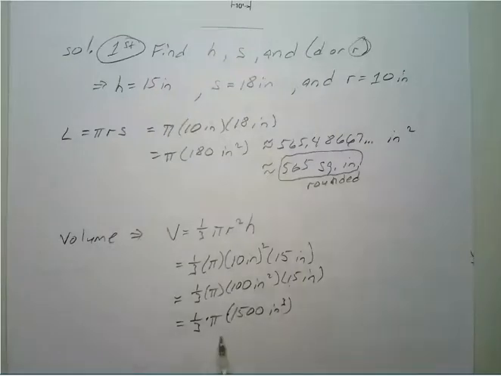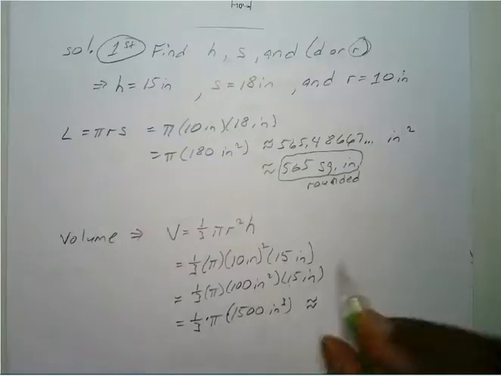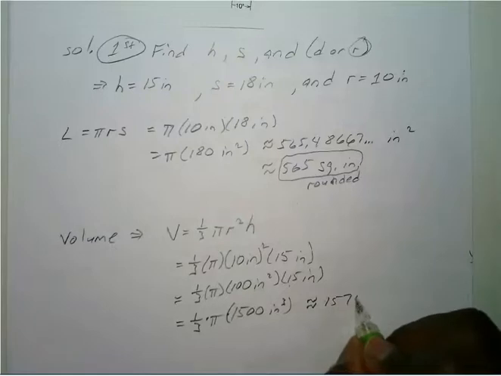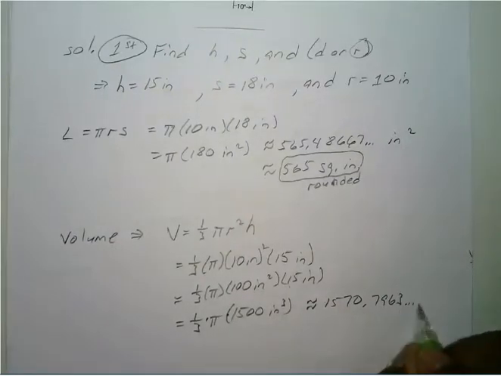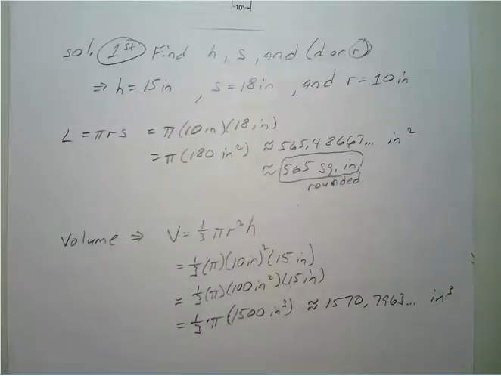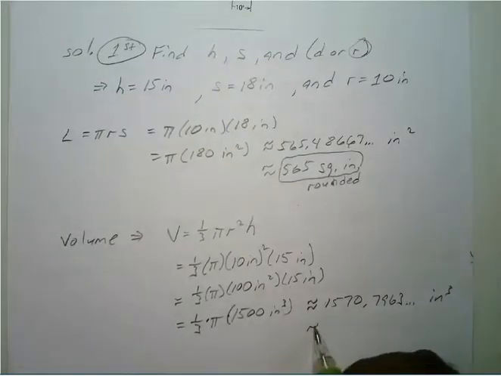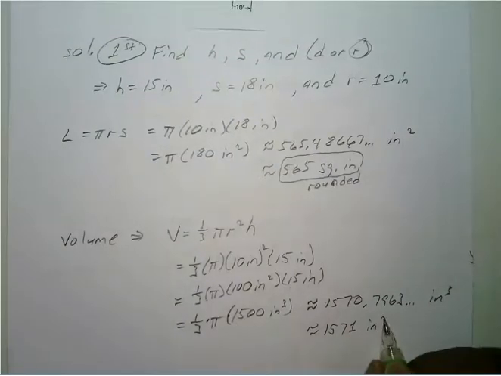Okay, now if we go ahead and multiply 1,500 times pi and divide that by 3, we will end up with approximately 1,570.7963, and it keeps on going, inches cubed. Okay, but if we round it to the nearest whole number, 1,571 cubic inches.